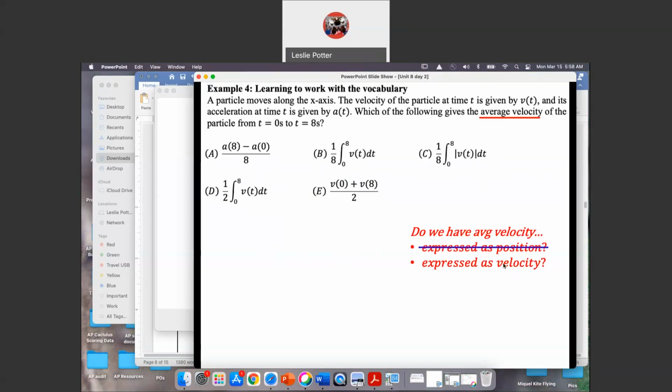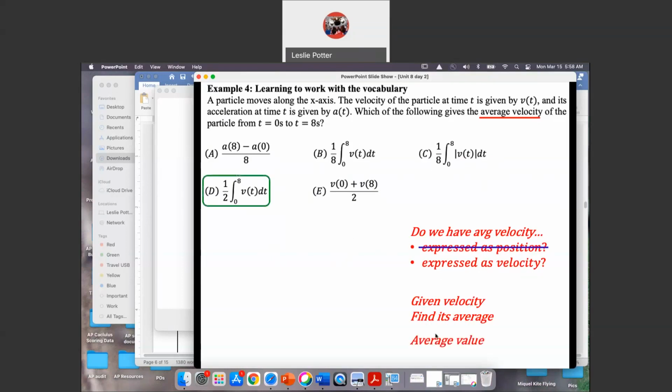So we're looking for an average value, and we know an average value is dividing by the domain. And our domain here is from 0 to 8. So it's got to be this one. Okay, so we're given velocity, we're finding its average.